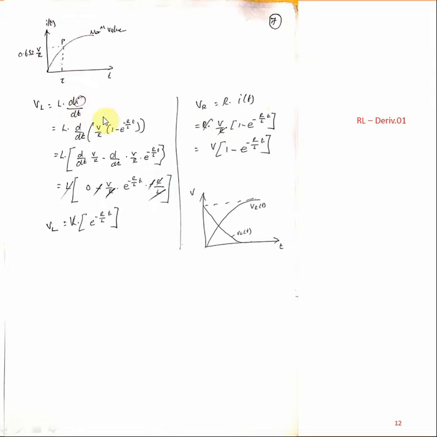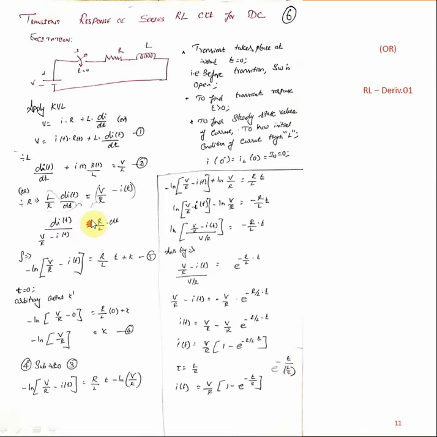Then substitute I and differentiate d by dt on this term. You differentiate, then you will get this answer. Due to the time constraint, I will stop here. We will continue and see this transient response derivation once again in the next class.